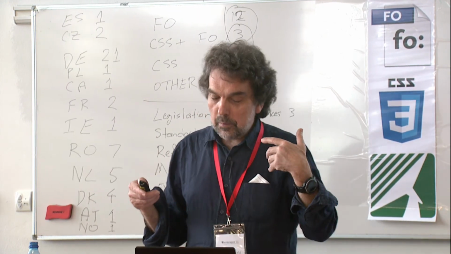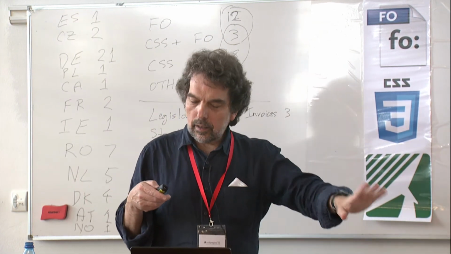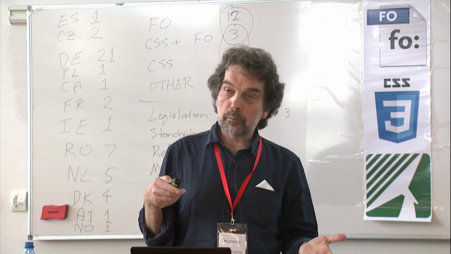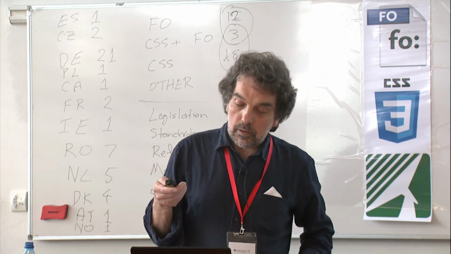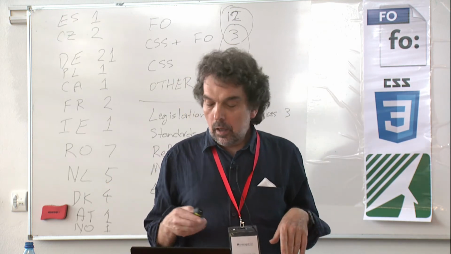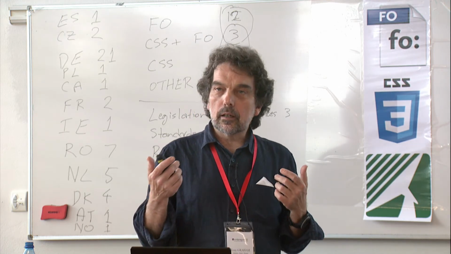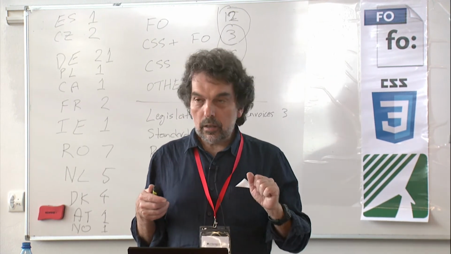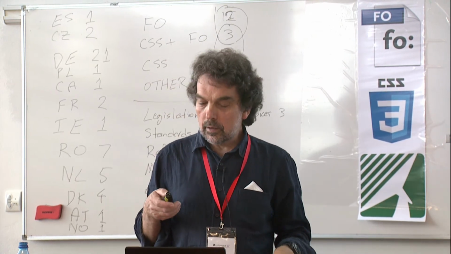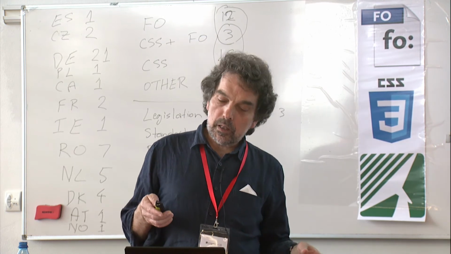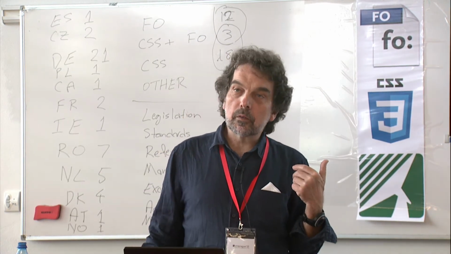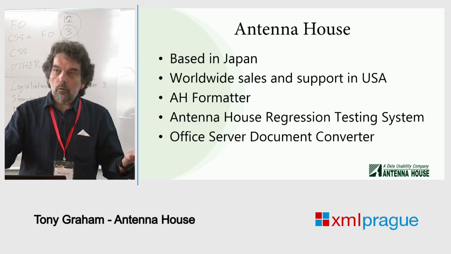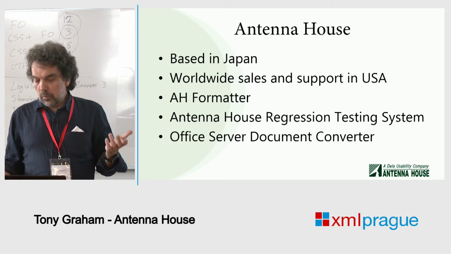So, as I said, Antenna House is based in Japan. The primary product outside of Japan is AH Formatter, which uses CSS and XSL-FO to make pages, primarily PDF, but other formats. There's also Antenna House Regression Testing System, which you'll hear about, for comparing PDFs or images, which is useful when you change your style sheet and want to make sure you haven't changed something you didn't intend to change. So you run your sample documents, you compare your previous results with your current results and find out if it all works as you expected. There's a product called Office Server Document Converter, which is a batch translator for Word, Excel, PowerPoint to other things, which might seem irrelevant, but when people need it, they really need it.